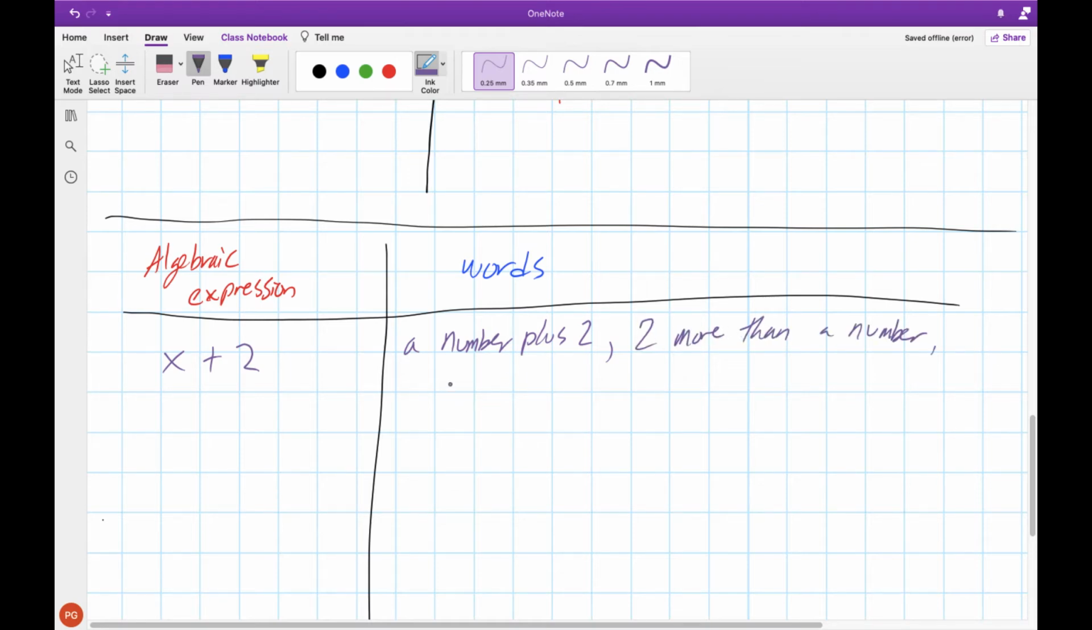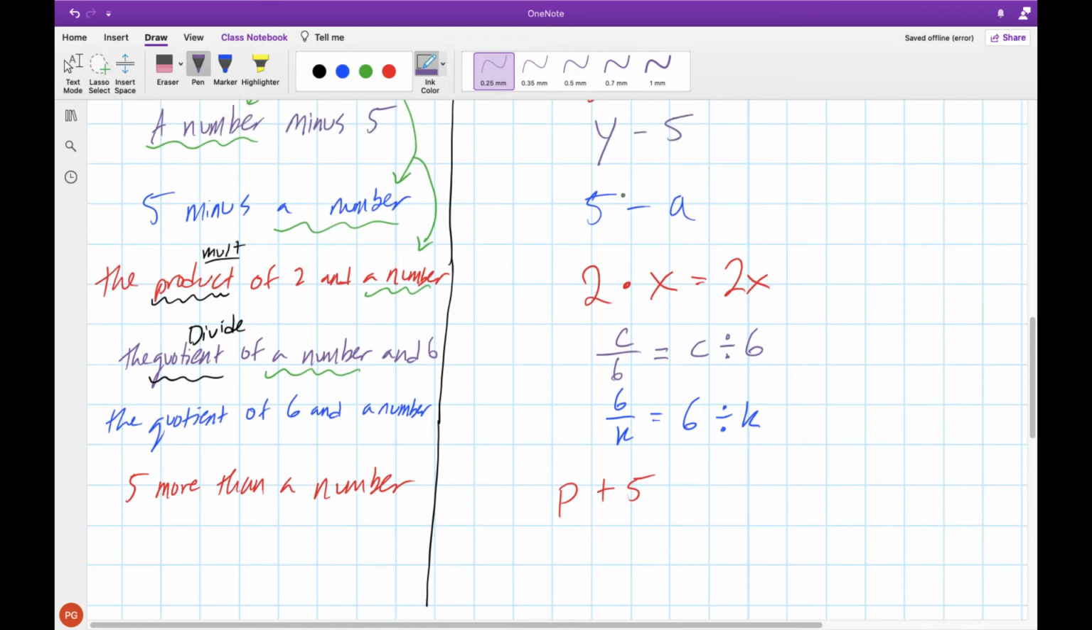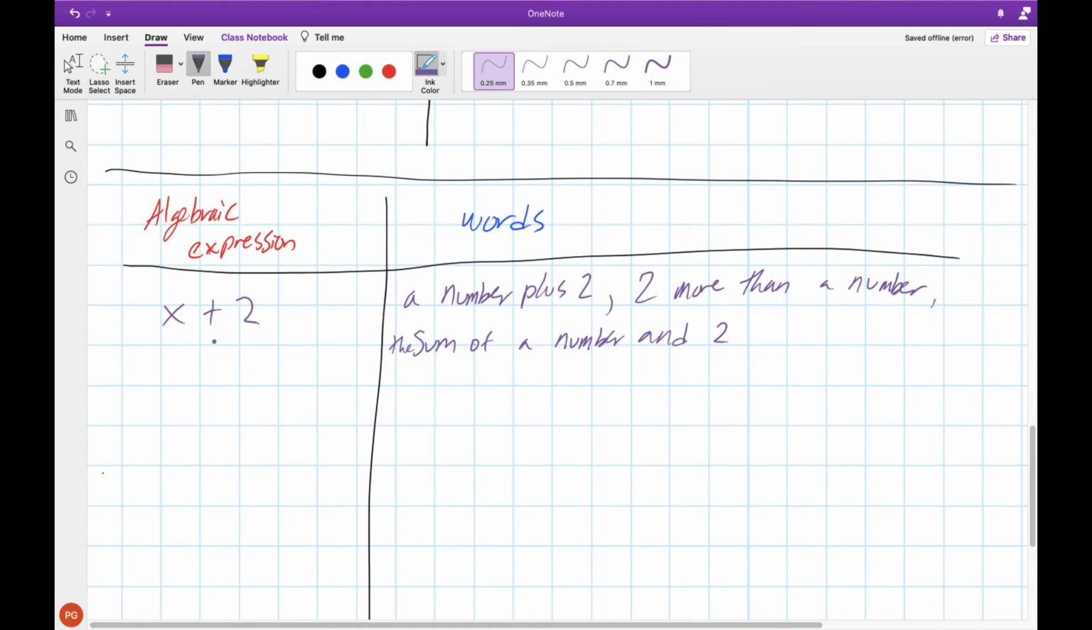Another word we can use for adding is the word sum. So we could say the sum of a number and 2. The key thing to recognize here is that when we start with an algebraic expression, there's a lot of different word statements that we can get from this. Going in the other direction, where we have a single word statement, there's only one algebraic expression that should match this. But when we start with an algebraic expression, there's a lot of different ways we can describe it.